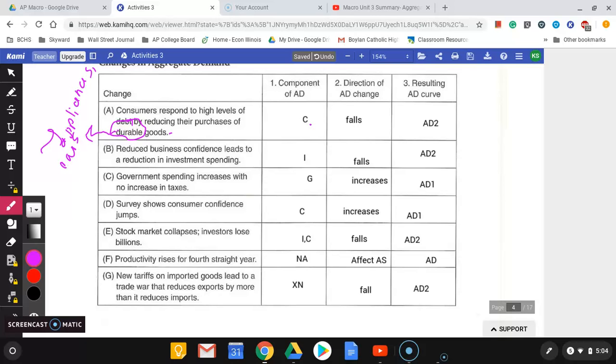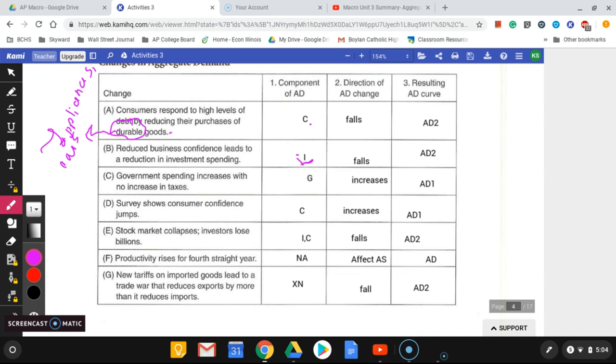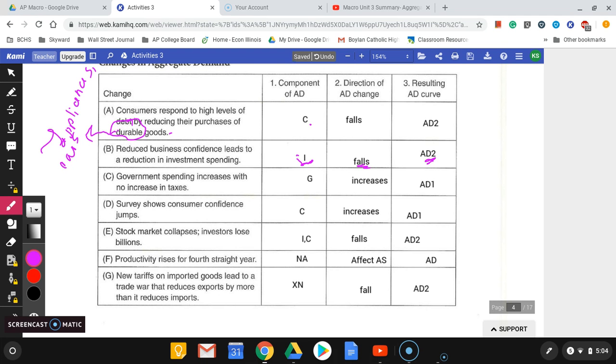B, reduced business confidence leads to a reduction in investment spending. So businesses are not investing in new equipment, buildings, etc. So that's definitely going to affect I. It's going to fall, and again, we would move to AD2. C, government spending increases with no increase in taxes. That would affect government spending. Government spending is going to increase, and AD would move to the right.